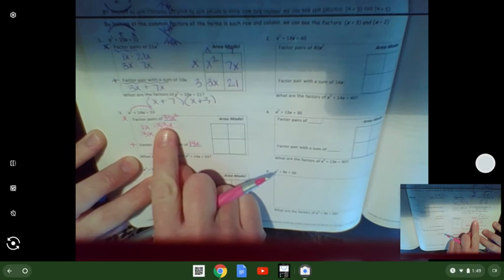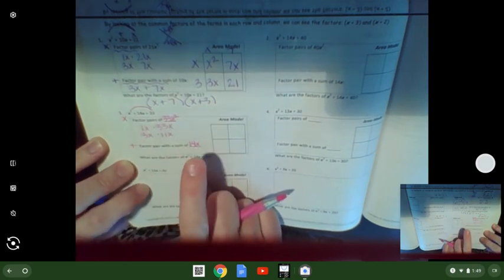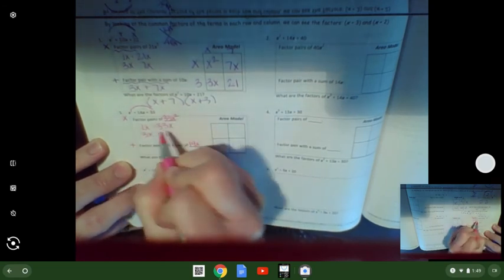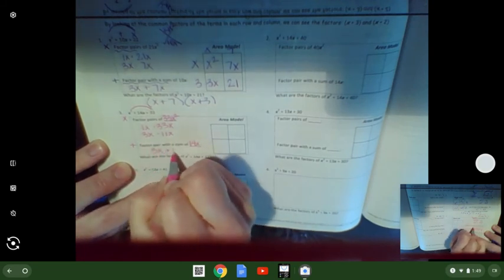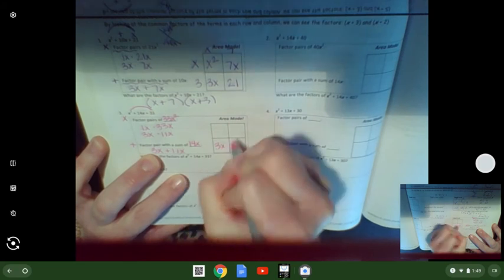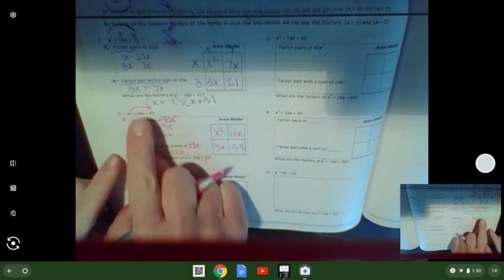So this is what I'm working with. From those pairs, I need ones that add to 14x. What's going to add to 14? Well, 1 plus 33 is 34, but 3x plus 11x would give me the 14x. So now that I've chosen those numbers, they're going to go on the diagonal of my box. And these ones that I put the rainbow over are going to go in the top left and bottom right. And I'm going to work backwards to figure out what did I multiply to get this.